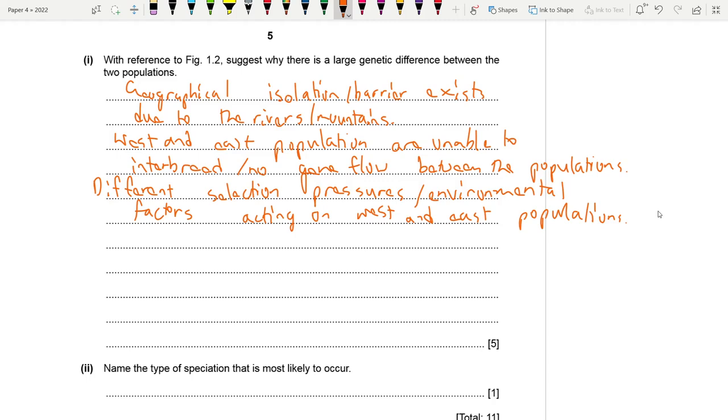So different alleles are selected for. This is a typical question on geographical isolation. You will follow this marking scheme all the time. This is a typical scheme for geographical selection.